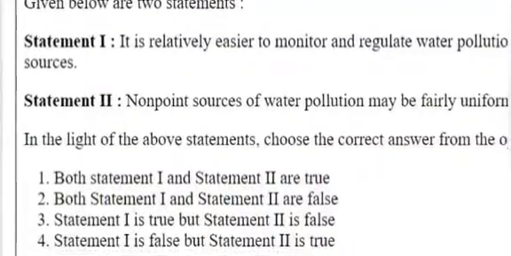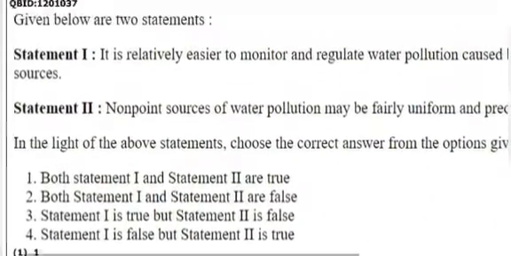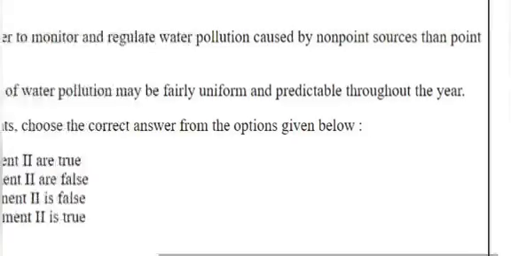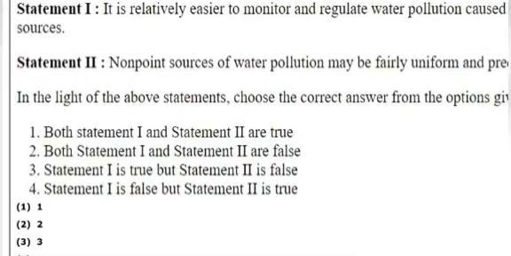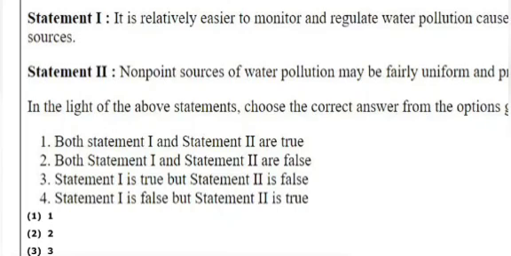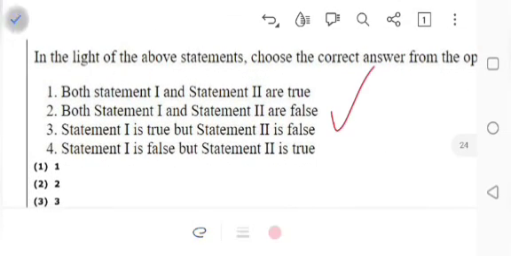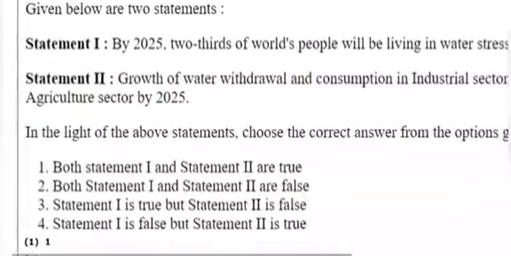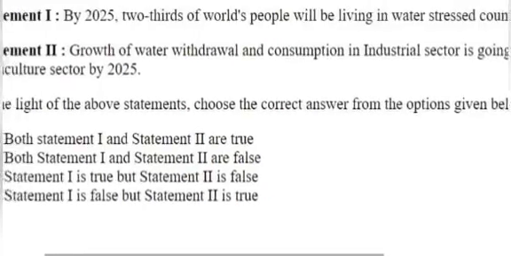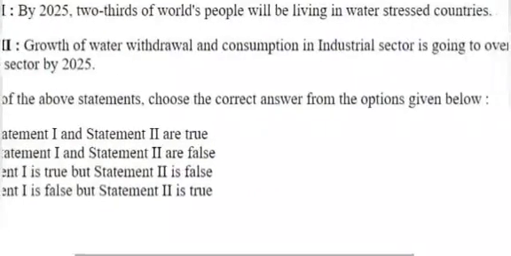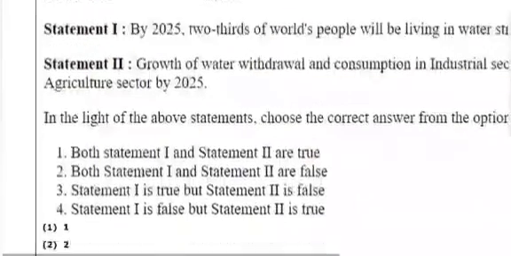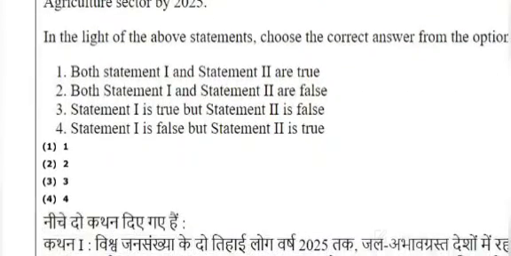Next, given below are two statements. These kinds of questions are often repeated, meaning this style of question. Statement 1 says it is relatively easier to monitor and regulate water pollution caused by non-point sources than point sources. Statement 2 says non-point sources of water pollution may be fairly uniform and predictable throughout the year. Now choose. 37. If we choose, then option B will be correct. Both statement 1 and statement 2 are false. Next, 38. Statement 1: by 2025, two-thirds of the world's people will be living in water-stressed countries. Statement 2: growth of water withdrawal and consumption in the industrial sector is going to overtake that in the agriculture sector by 2025. 38, the correct option will be C. Statement 1 is true, but statement 2 is false.